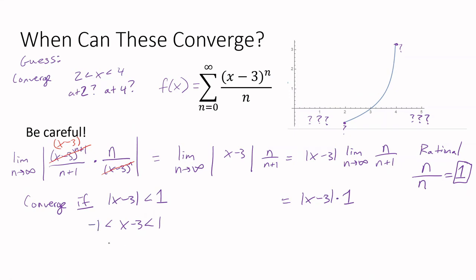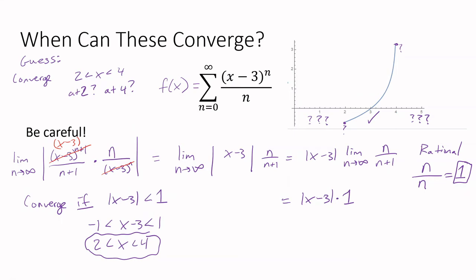Add 3 to both sides, gives me, ta-da! So I know for certain that this power series, this function I've defined, will be defined, like actually have values, when I plug in any x between 2 and 4, which looks a lot like my picture. Okay, so then you might say, but you still haven't figured out what happens at 2 and 4.